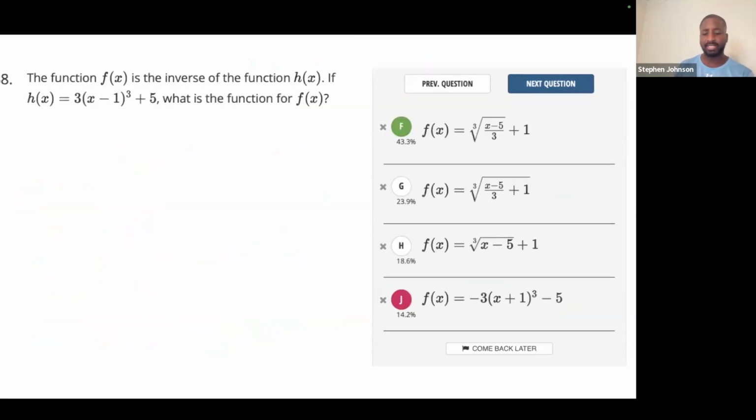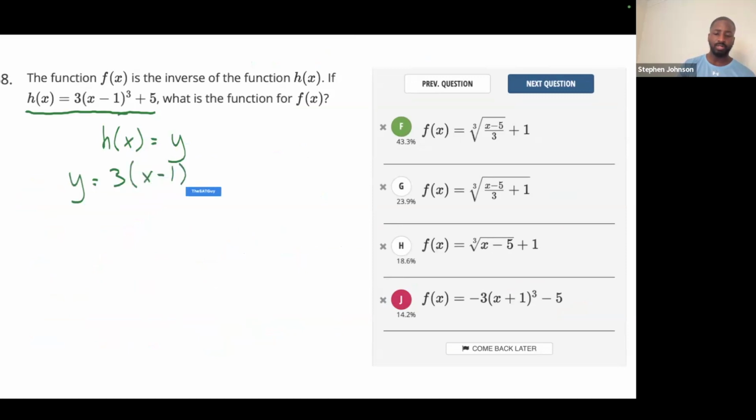38, the function f of x is the inverse of the function h of x. If h of x equals 3 times x minus 1 cubed plus 5, what is the function for f of x? So f of x is the inverse. So how do we find an inverse? To find an inverse, I'm going to first of all set h of x to y. Okay, so I'm going to rewrite this as y equals 3 times x minus 1 cubed plus 5.